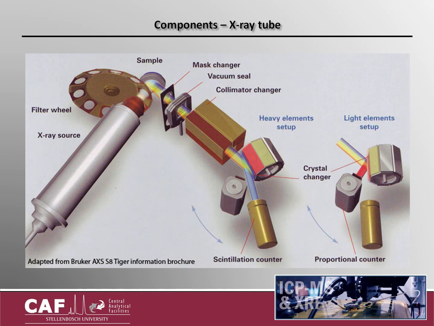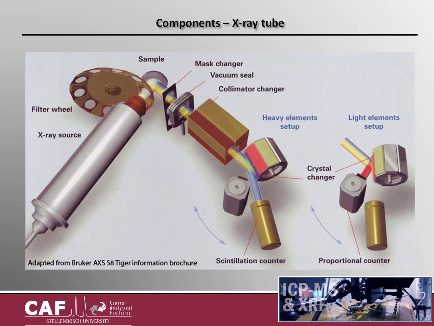This diagram shows the layout of a sequential WD XRF. It consists of an X-ray tube, primary filters, a sample cup and loading port, a collimator mask, up to 4 collimators, up to 8 analyzing crystals, and 2 or 3 X-ray detectors. For solid samples, the spectrometer is kept under a vacuum to minimize absorption of X-rays in the X-ray path from the sample to the detector. For liquid or loose powder samples, the vacuum may be replaced by a helium or nitrogen path.